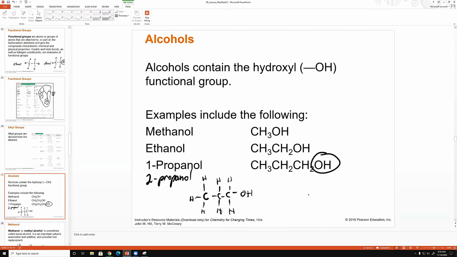But 2-propanol, that's not the case. You have your 3 carbons, your 3 hydrogens, and in the middle, you have an OH and an H. So this is 2-propanol over here, and 1-propanol is right there. And you see the difference. They're the same formula, but they're not identical. They're isomers of each other, but completely different structures. You'd have the OH in a different place. So that's that.